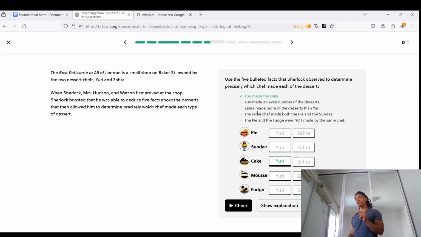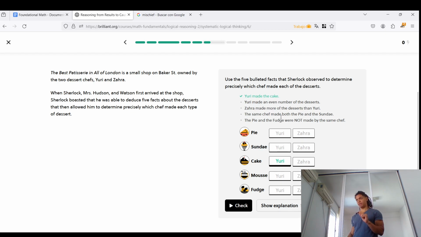All right, but Judy made an even number of desserts. Interesting. Judy made an even number of desserts, so it can be 1 or 3 or 5. Okay, this is not clear. Sarah made more of the desserts than Judy. Again, this is not clear.